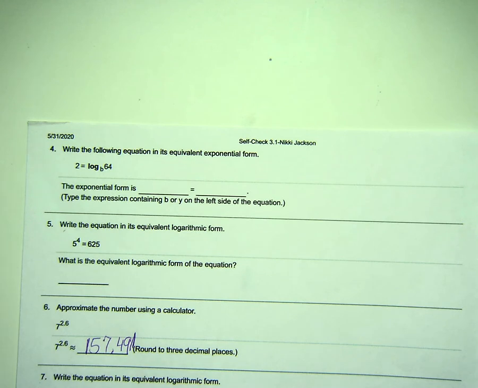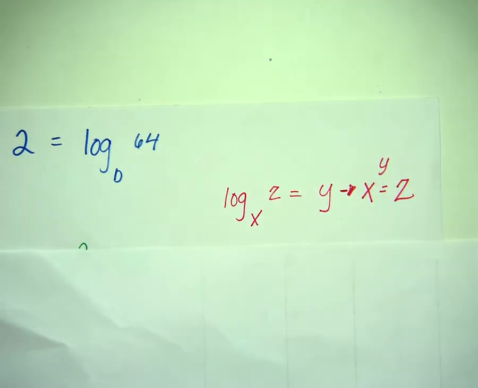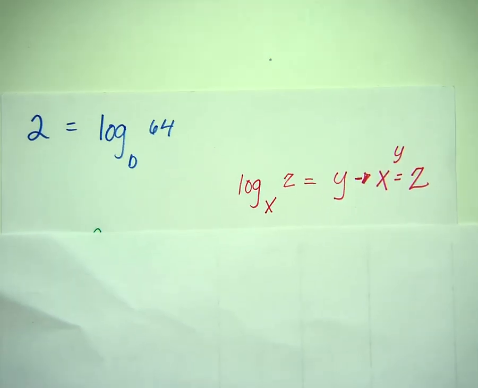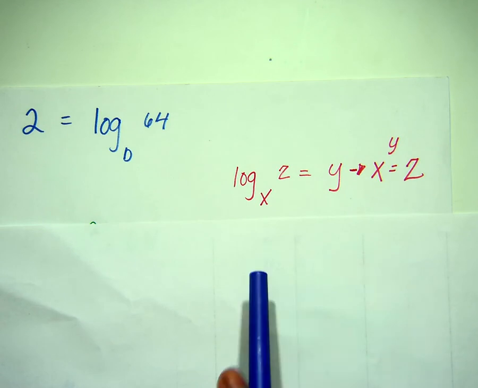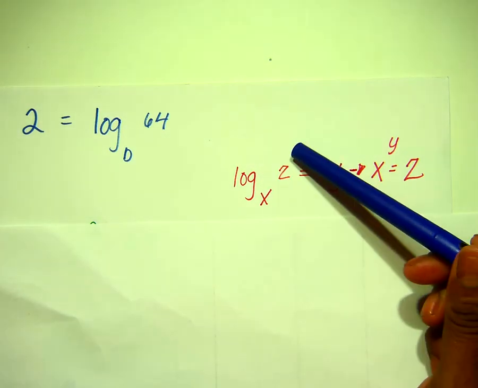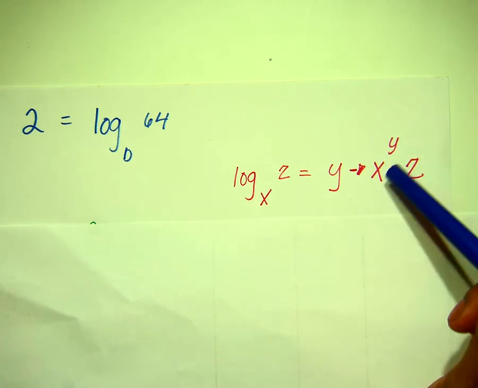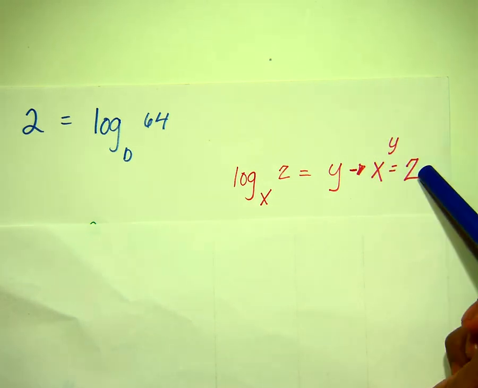So for number 4, you have this given to you. Now my recollection or notation for it is a little bit different than what's given to you, but it's still the same format. So if you have a log of base x to z and it equals y, in exponential form, it will be x to the y power equals z.